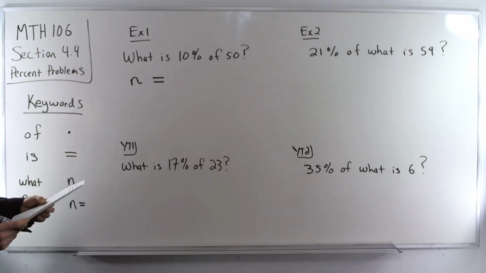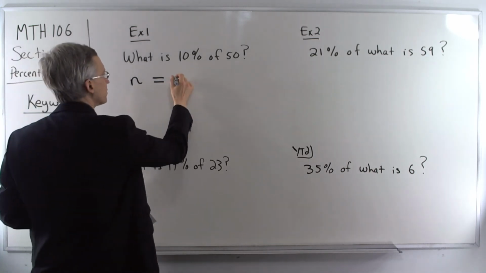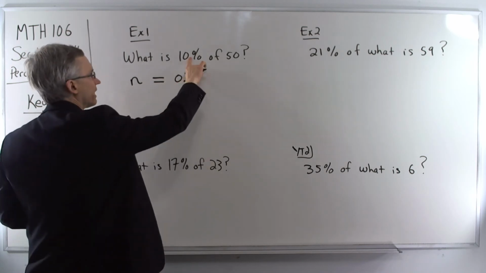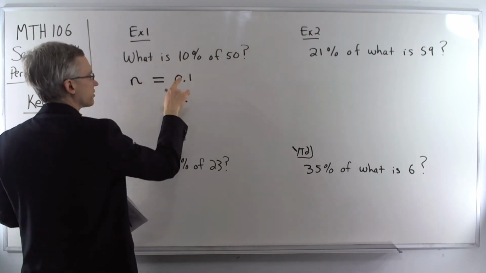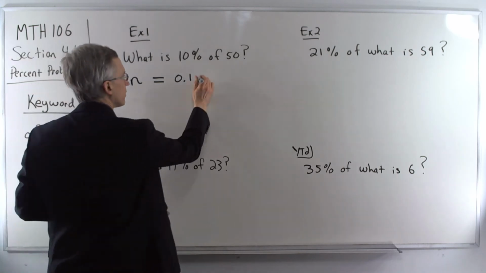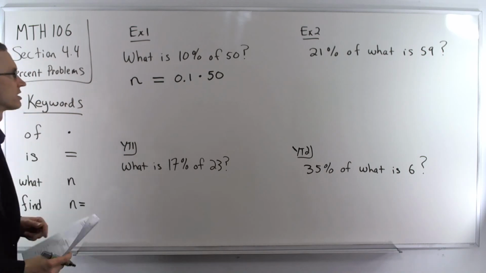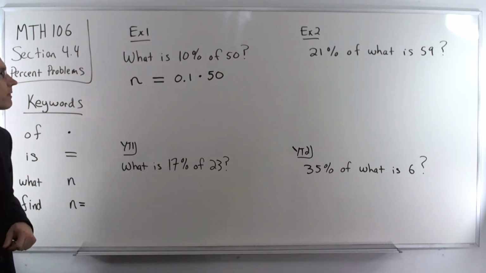Now if you look at step 2, we're going to convert any percent into a decimal. So we'll take this 10% down here and turn it into 0.1. Right, we're moving that decimal 2 to the left, as we saw in the last lesson. And then of is multiplication, so multiply here, and then the 50 comes down. So that sentence translates into n equals 0.1 times 50.